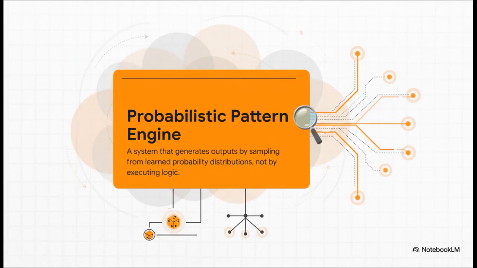In operational terms, calling an LLM is not like a function call. It's a probabilistic pattern engine. Its outputs are literally sampled from a probability distribution. You can put the same input in and get different outputs out. It isn't executing logic. It's sampling from its model to reproduce patterns that are statistically likely.